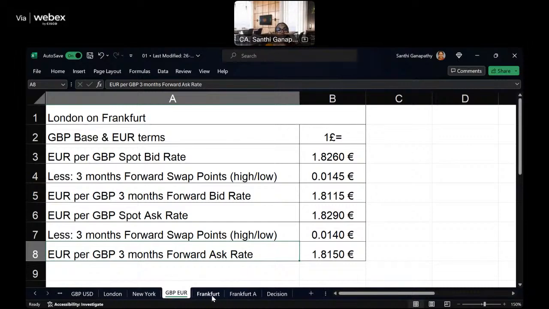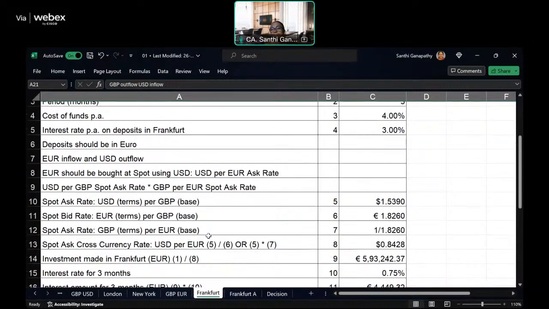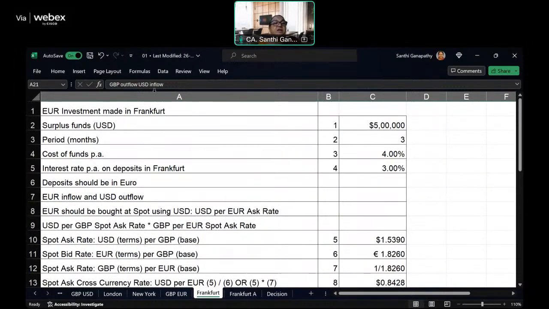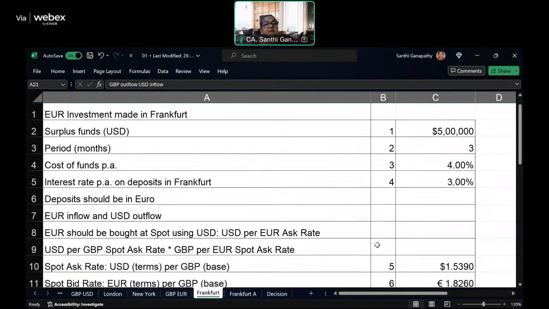So now once we have the rate, what should we do? Euro investment should be made in Frankfurt. I have surplus funds of 500,000 USD. Period is 3 months. Cost of funds is there. Interest rate per annum on deposits in Frankfurt is 3%.